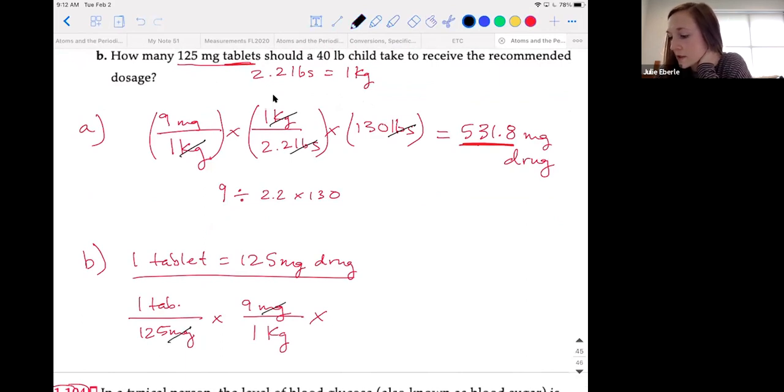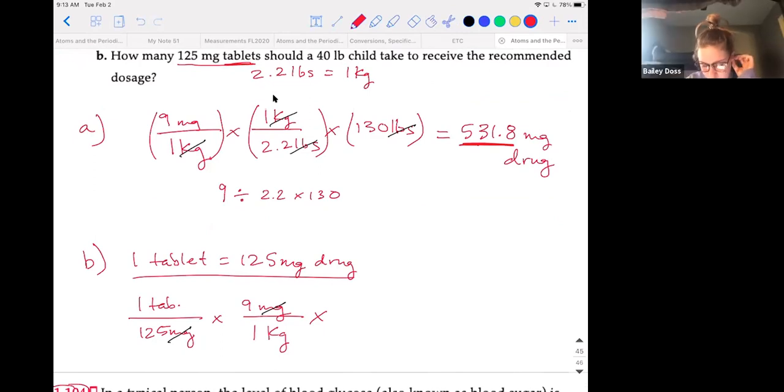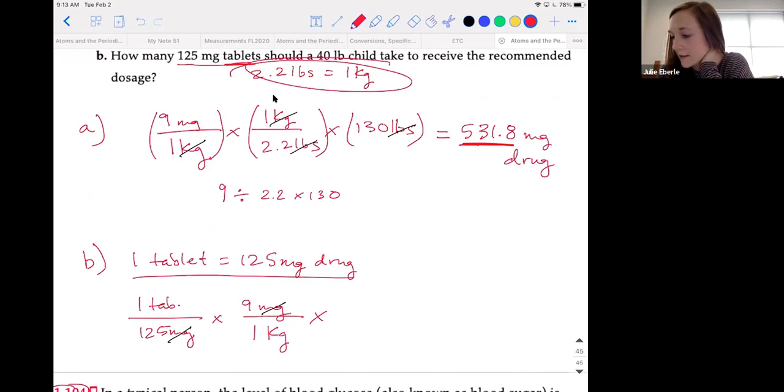Now we're going to cancel milligrams. We don't want to know how many tablets per kilogram, we just want to know how many tablets. So we need to cancel kilograms. How are we going to do that? 1 kilogram for every 2.2 pounds. This one right here, yes. So this is kind of looking like our problem in part A, we just had an extra step. Now kilograms cancel, and we can multiply by the weight of the child, which, if you go back and read the problem, is 40 pounds.